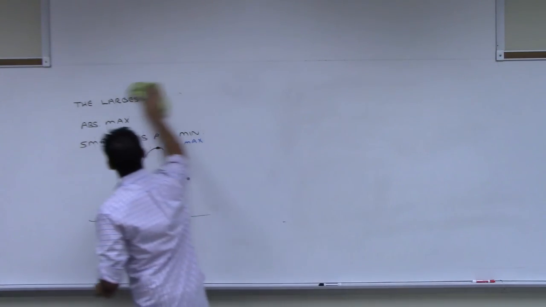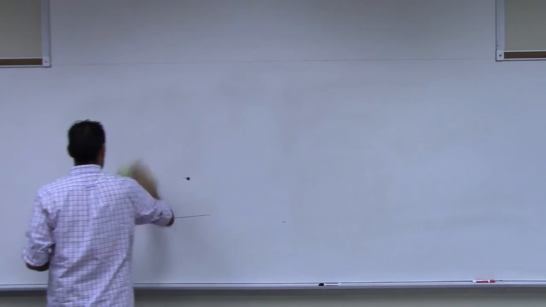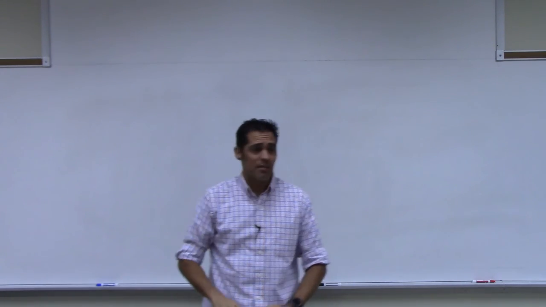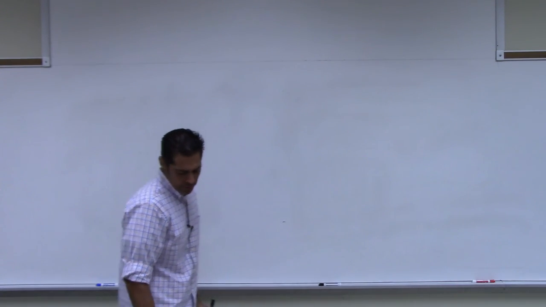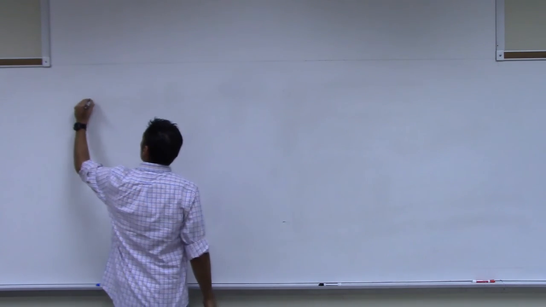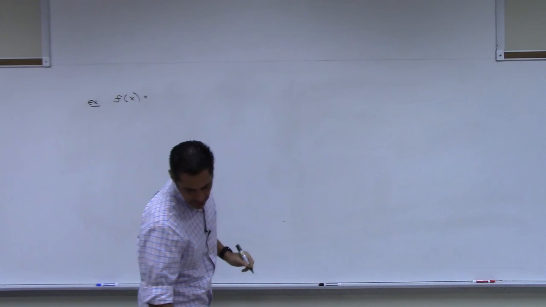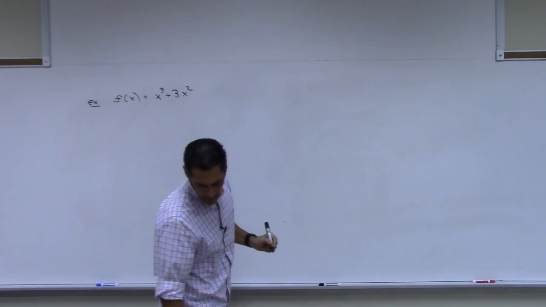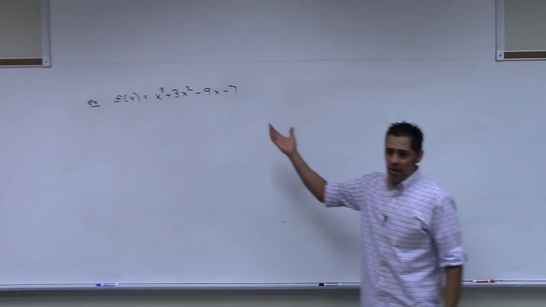All right, let's do one. See, there's no second derivative involved in this at all, which is probably good news. Okay, so let's do, yeah, we'll do that one. Let's do f of x is equal to x cubed plus 3x squared minus 9x minus 7. So there's a function, right?